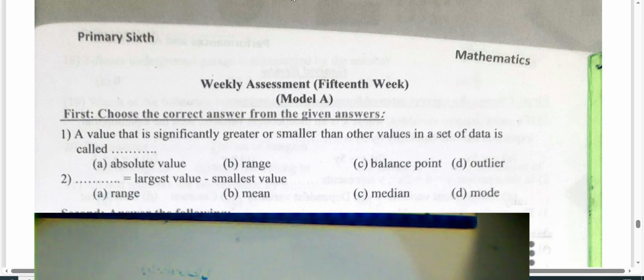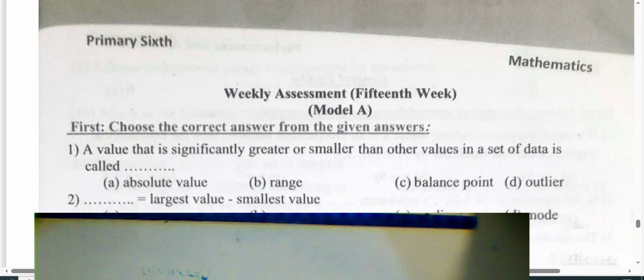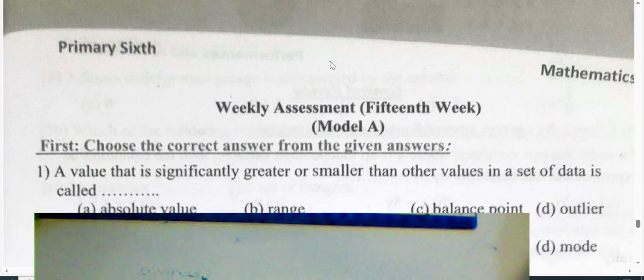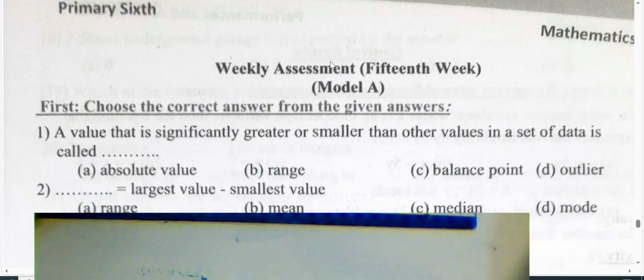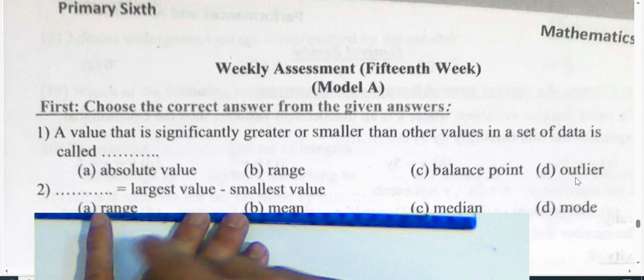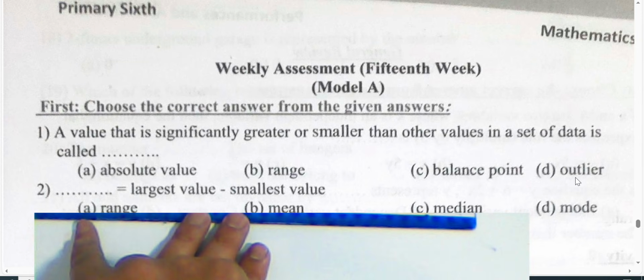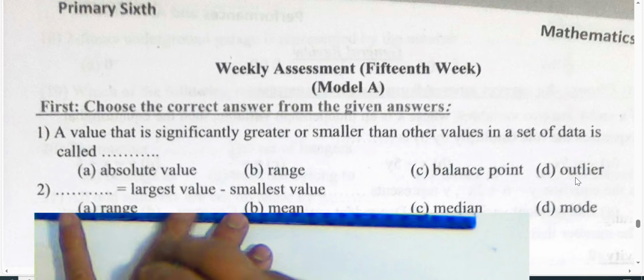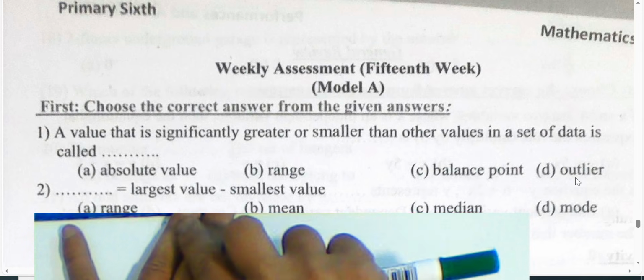First step about the solution, you must read exactly all words and then start to find the answer. You must think. He asked about number 1, a value that is significantly greater or smaller than other values in a set of data. We called it what? Outlier. Outlier value, it will be what? Like if we have digits 20, 21, 22 and 30 or 900, the 900 we call the outlier value. An outlier value has a long distance from all the other digits.